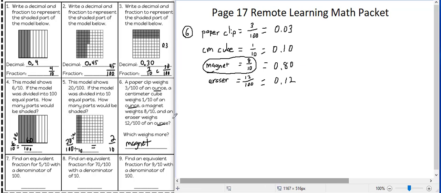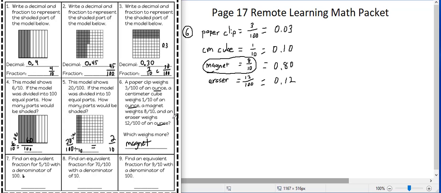All right, number 7, write an equivalent fraction for 5/10 with a denominator of 100. So 5/10, need to write an equal fraction, denominator 100. And again, I would multiply my denominator by 10. So I need to multiply my numerator by 10. So 50 hundredths.